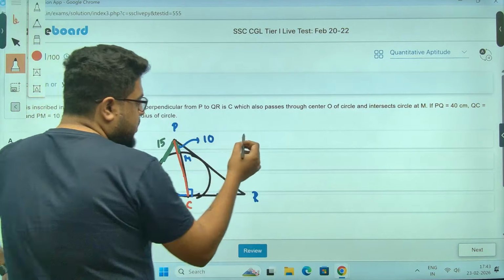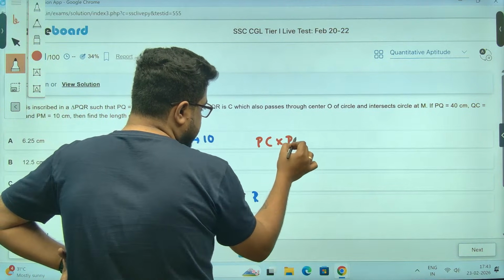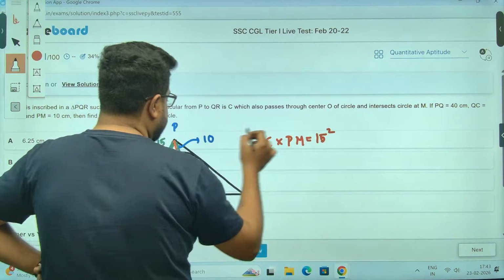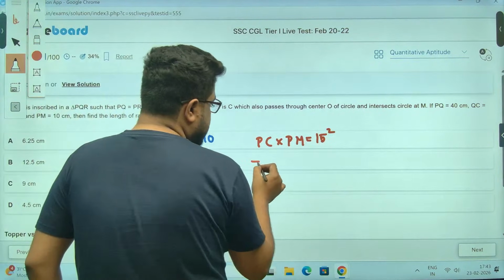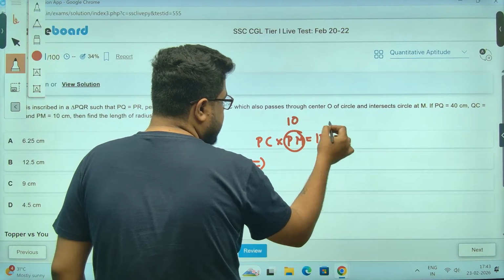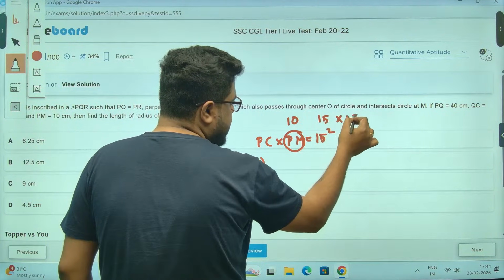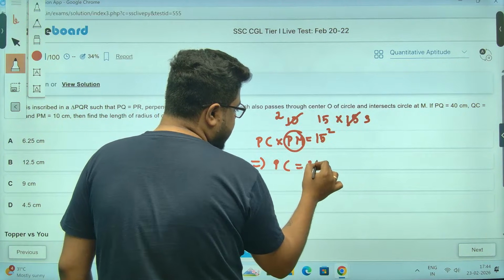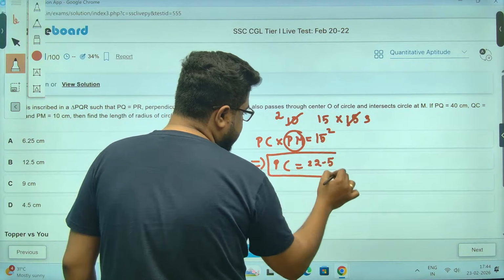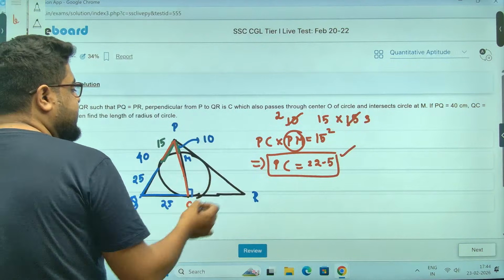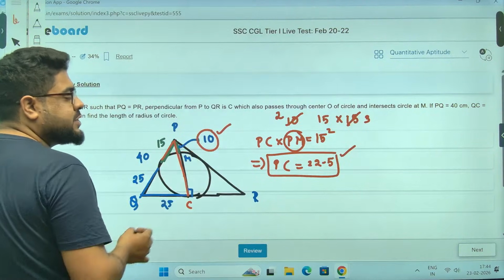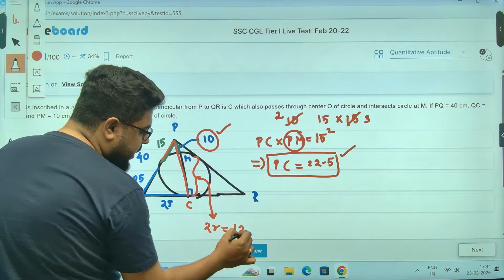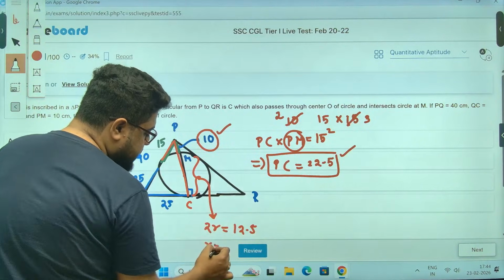This is C. So PC into PM has to be 15 squared, because 15 is the tangent. PM is 10 and this I can write 15 into 15. 5 3s, 5 2s. So PC will be 45 by 2, which is 22.5 centimeters. So PC is this. Now from there, if you subtract 10, you get this value. This is diameter 2R. That is 12.5. 22.5 minus 10. So R is 6.25.